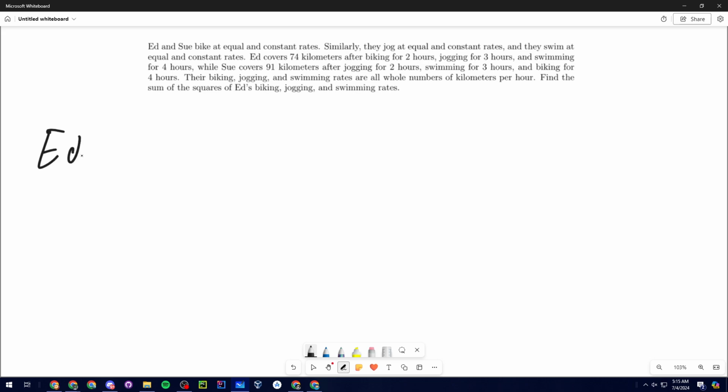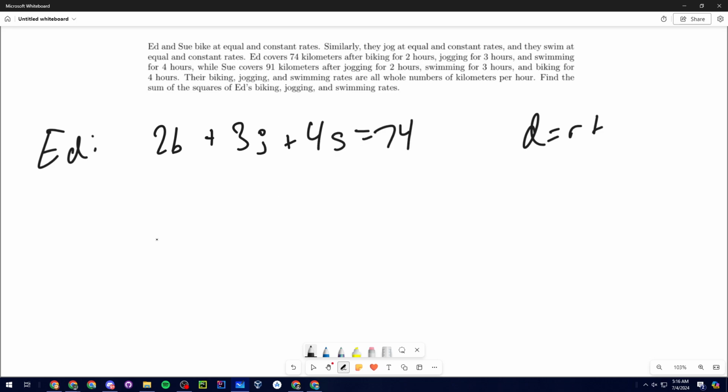So for Ed, right, this guy, and this is the same theme of representing a distance as a sum of littler distances, right? So using d equals rt, you can just turn each of these into smaller d equals rt. So for Ed, he bikes for 2 hours, so 2 hours times the rate of biking, which I'll just call b, plus 3 times jogging, plus 4 times swimming. What is that equal to? That's equal to the total distance of 74.